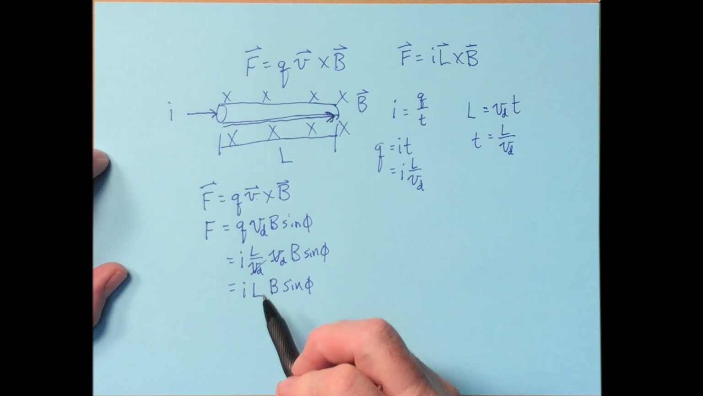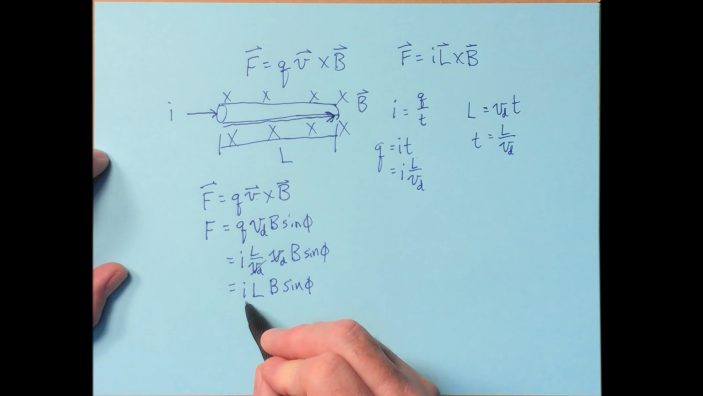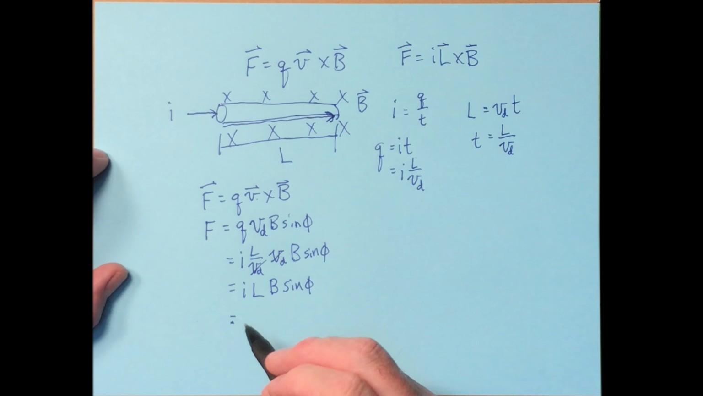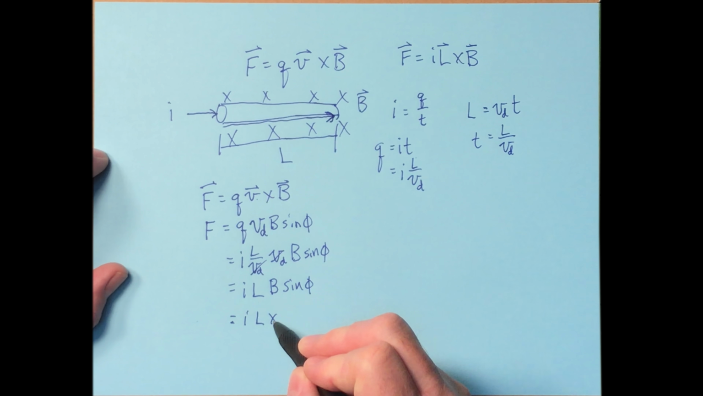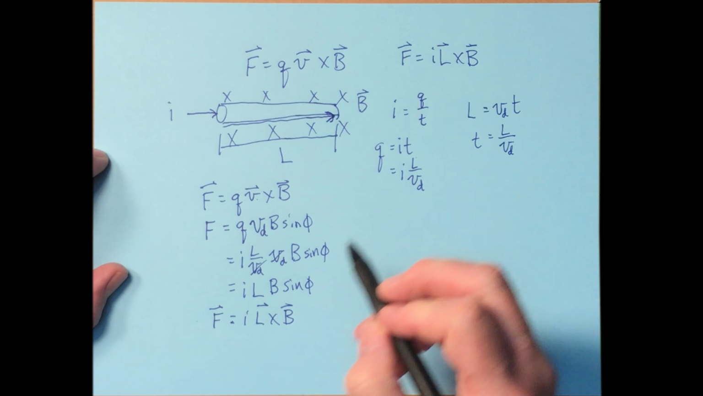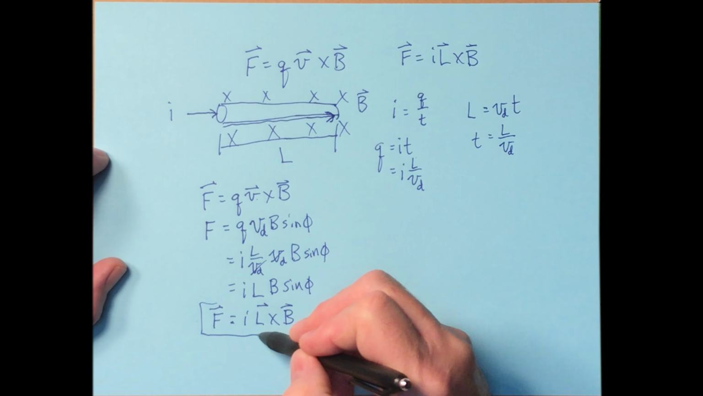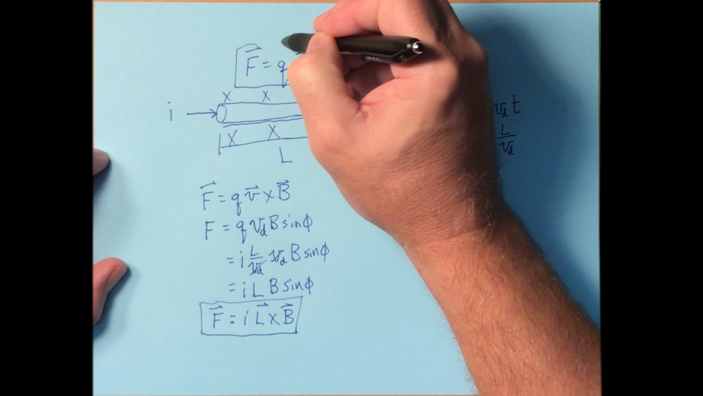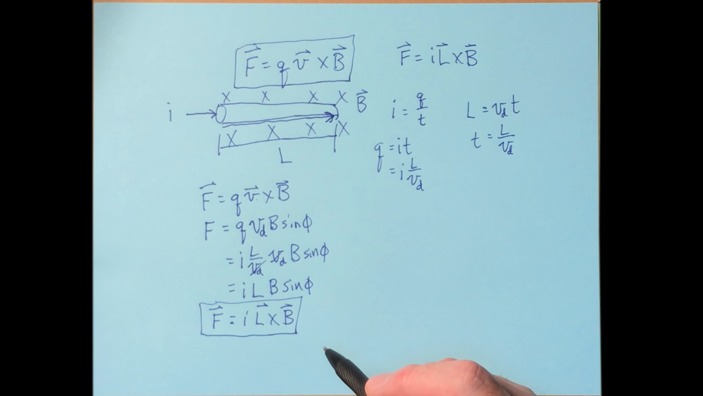All right, if that's the case then, and we treat this like a vector, B is already a vector, I is not a vector, but it does have a sign associated with it, so it is a scalar quantity, then we can write this as I L cross B. And that's where this equation right here comes from. Okay, so we've got another form of the equation that we started with here. And this one specifically is used for currents in a wire.